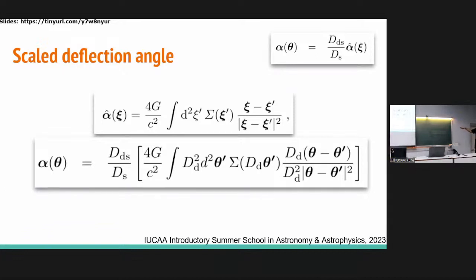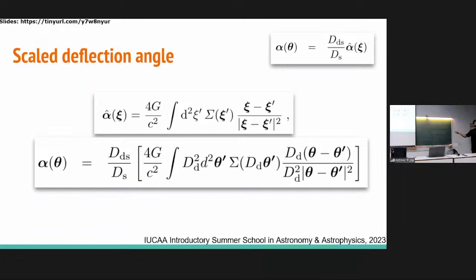So this d2 psi prime, I can write it down as Dd squared times d2 theta prime. Right? This is okay. This is just simple substitution. Similarly, this psi prime becomes Dd times theta prime. Okay? This psi minus psi prime again becomes Dd times theta minus theta prime. This one will become Dd squared times theta minus theta prime. So I've done nothing complicated here. And this equation was for the actual deflection angle. For the scale deflection angle, I have to put these two factors in front, Dds by Ds.